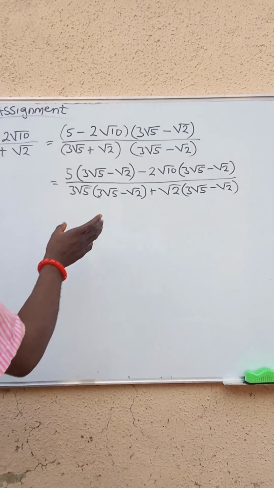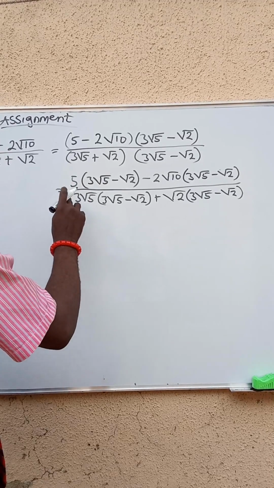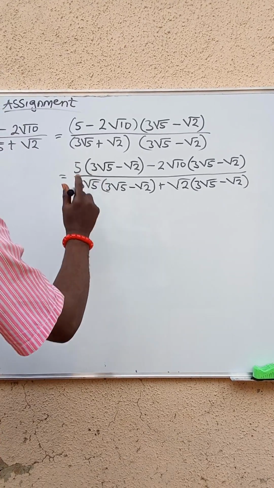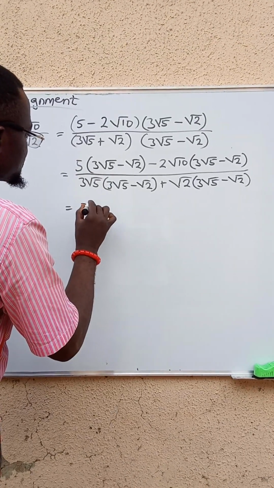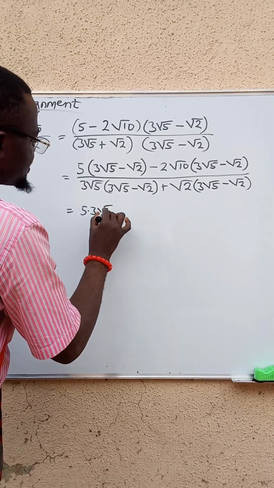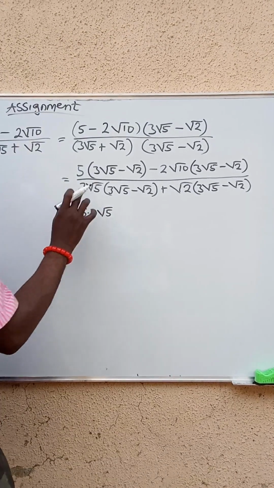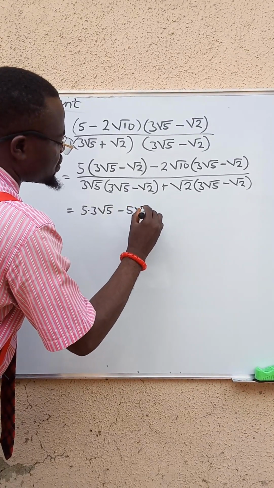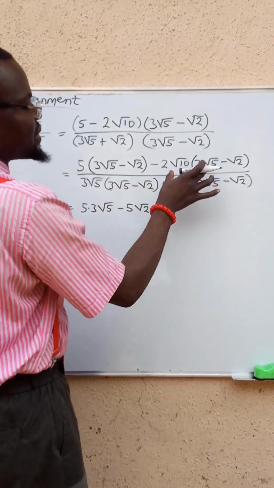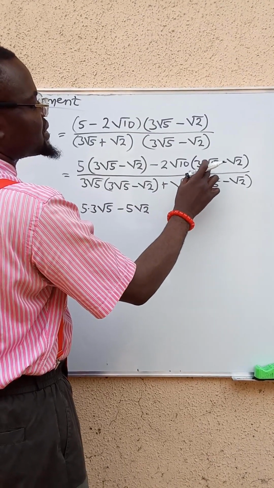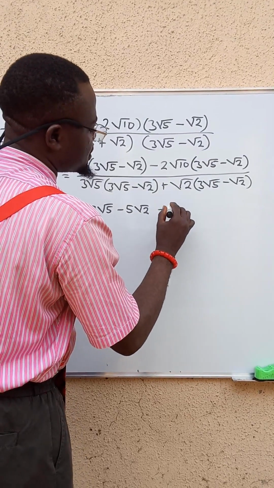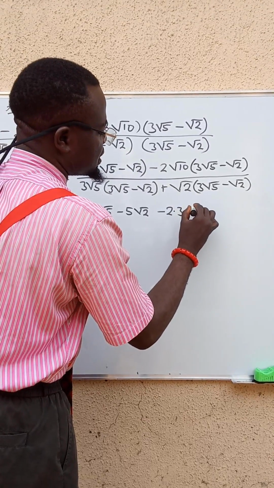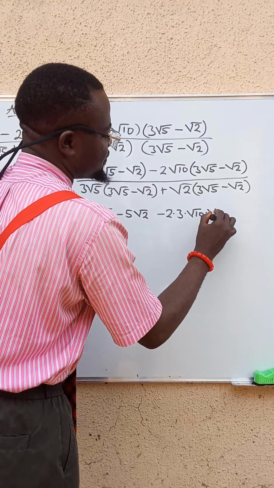Now, look at this. We want to do something very snappy here. It is equal to, this 5 is multiplying this. That is 5 dot 3 root 5. The dot is multiplication. This 5 is multiplying minus root 2. It will change to minus 5 root 2. Now we're here. Minus 2 root 10 multiplied by 3 root 5 will give me minus 2 dot 3 dot root 10 dot root 5.